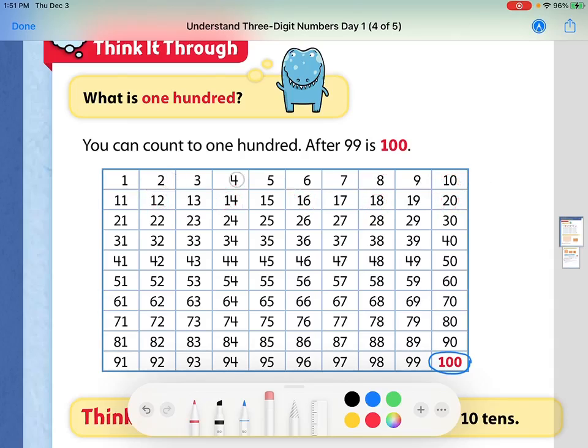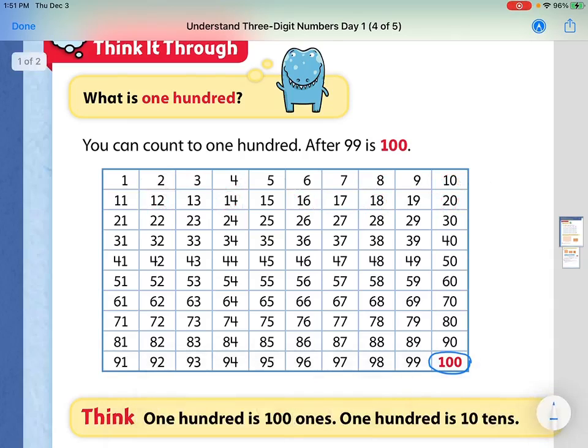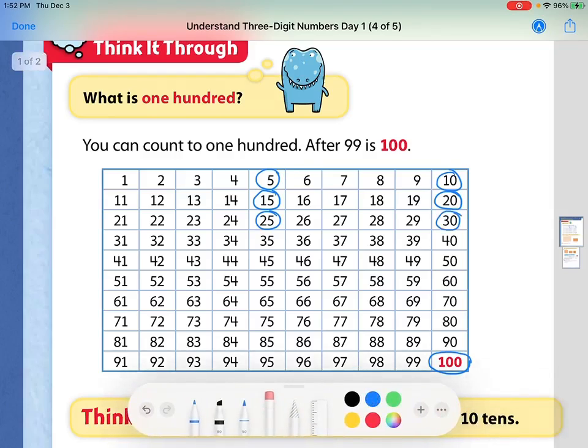What's another way? Something that we all know, something that's pretty easy for us. And if you're thinking fives, that's right, we could count by fives. We would start here and we'd say 5, 10, 15, 20, 25, 30, and we'd just keep going all the way up until we got to 100. So that's another way that we could count to 100.